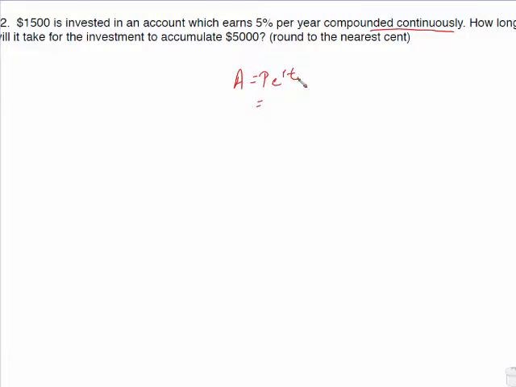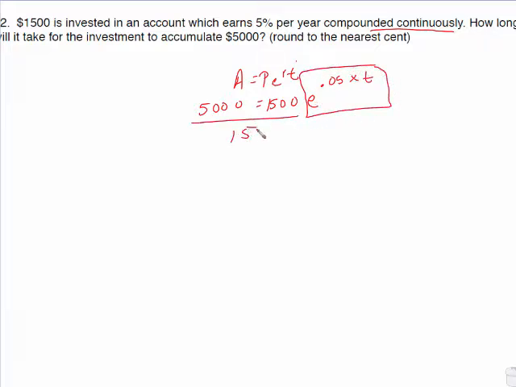This is not the exact problems we did in the very beginning of this review. This you were trying to solve for T. Those you were looking for A. So let's stuff in. $1,500 is your P. E is E. The rate is 5%, which is 0.05 times T. And we want to know how long it's going to take it to reach $5,000. So we need to solve this for T. We have to isolate that exponential part.